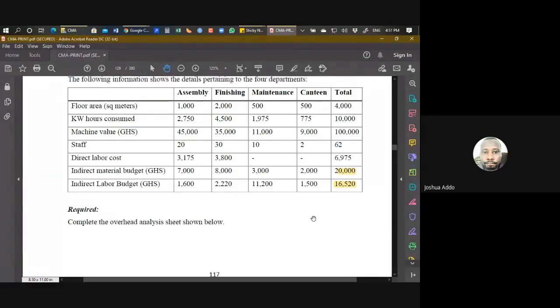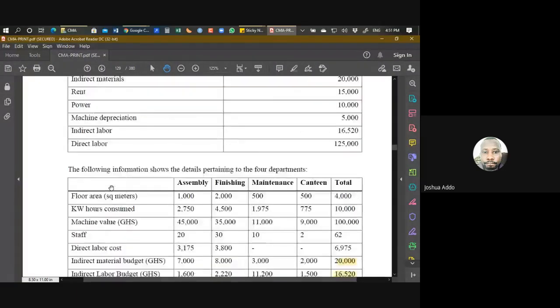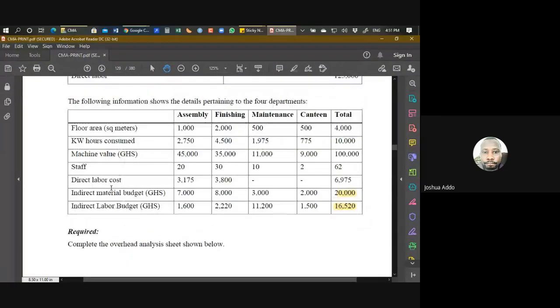Then when we come to rent, let's go and see. We don't have rent allocated. We can only have a basis that we can use to share rent. Floor area is here, and among all the candidate bases, floor area may be the fairest. Floor area, we are sharing rent. Kilowatt hours consumed will not be a good basis to share the cost of rent. Machine value will not be a good basis. Number of staff will not be a good basis.